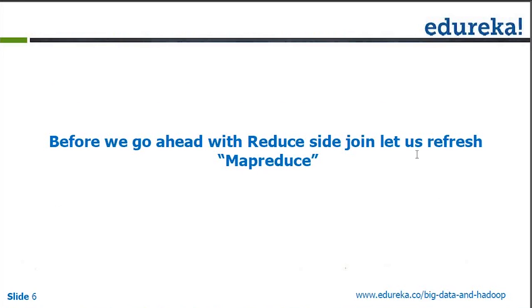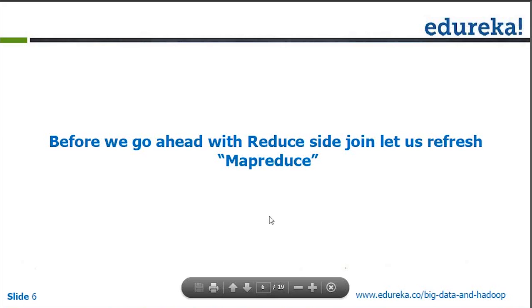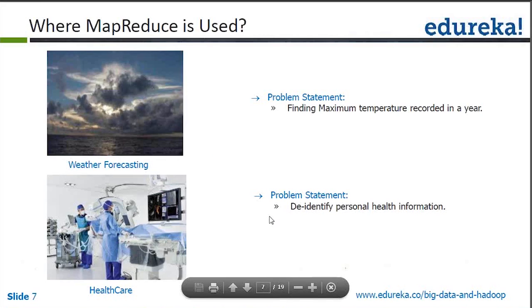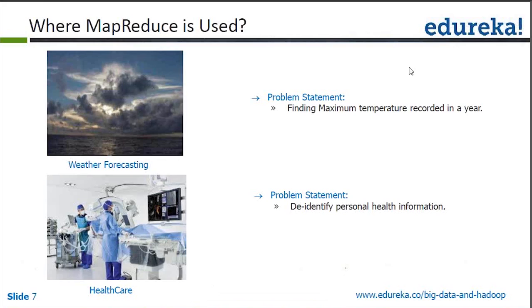Before we go ahead with reduce side join, let us quickly refresh what MapReduce is, what the MapReduce framework is, what a mapper is, what a reducer is, and how mapper and reducer communicate with each other. Let's try to understand all these points. Even before that, let's understand the applications of MapReduce. The MapReduce programming paradigm is everywhere, but I just wanted to highlight it with a very simple use case.